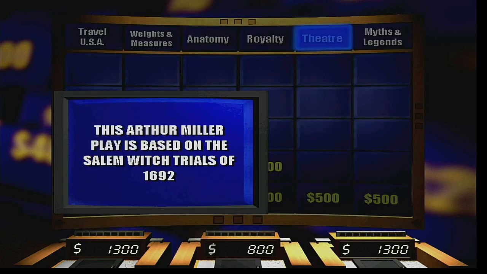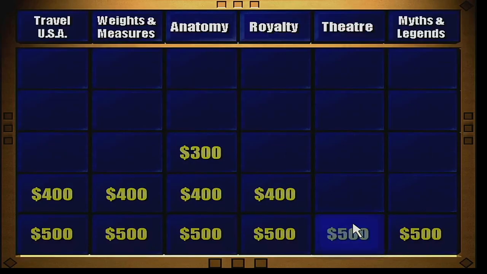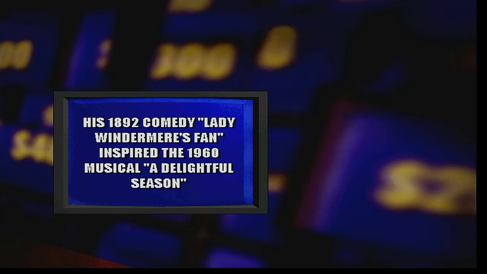This Arthur Miller play is based on the Salem witch trials of 1692. Player one: What is The Crucible? Yes. Theater 500. His 1892 comedy, Lady Windermere's Fan, inspired the 1960 musical A Delightful Season. Player two: Who is Oscar Wilde?